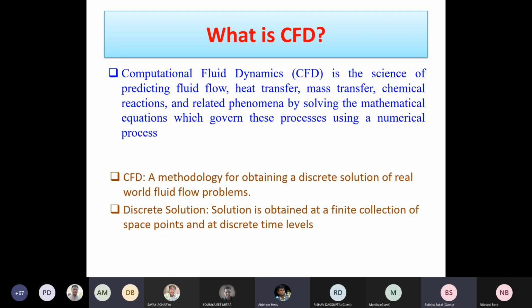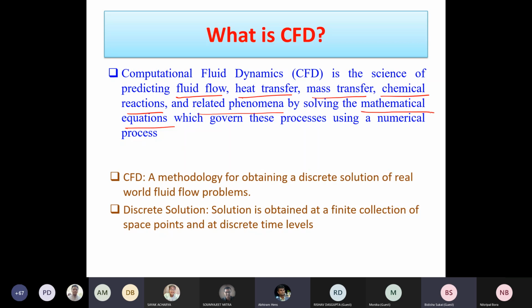Now let us see some brief definitions of CFD here. So it states that computational fluid dynamics is the science of predicting fluid flow, heat transfer, mass transfer, chemical reactions, and related phenomena by solving the mathematical equations which govern these processes using a numerical process. So note this definition carefully as I was pointing out. So this is a science of predicting fluid flow, but it doesn't stop here. It also involves heat transfer, mass transfer, chemical reactions, and related phenomena by solving mathematical equations.